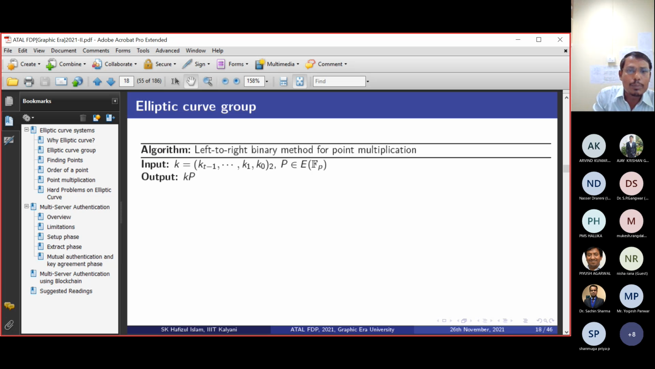Two basic algorithms. Suppose I want to compute 16P. As per the definition, what we have to do? P plus P up to 15 times. So we would have to perform 15 additions. But we have a better algorithm. We represent this k in binary form. So 16 in binary form is 1 0 0 0 0, I think.